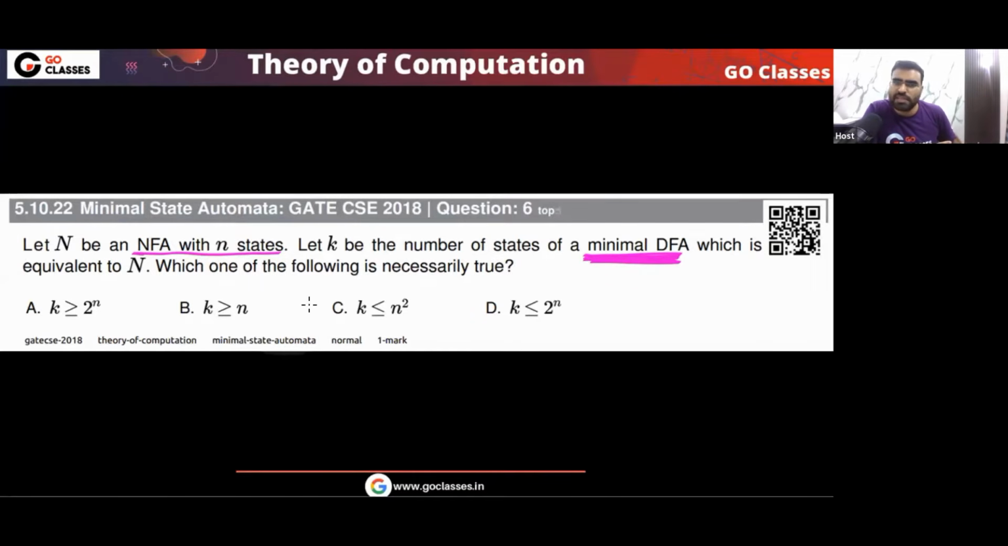In the minimal DFA which is equivalent to n, what will the number of states be? We have already seen that for every NFA, the equivalent minimal DFA will have at most 2 power n states. Yes or no? If you have an NFA with n states, then the equivalent minimal DFA will have maximum 2 power n states. So k is the number of states in the minimal DFA which is equivalent to n, and this k will definitely be less than or equal to 2 power n. n is the number of states in the NFA. So for this question, the answer will be option D.